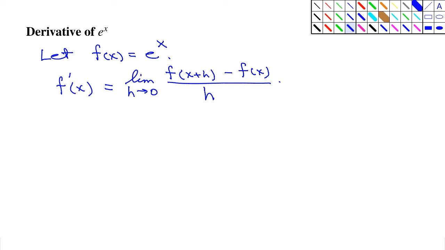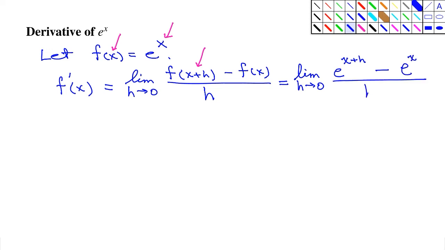So since f is e to the x, this is going to be the limit as h goes to 0 of e, and notice that the exponent on the e is the x, which corresponds to what you're inputting into the function. In this case, we're inputting x plus h. So this is e to the x plus h power minus, and now we have f of x, which is just e to the x, all divided by h. Now we have to simplify this.